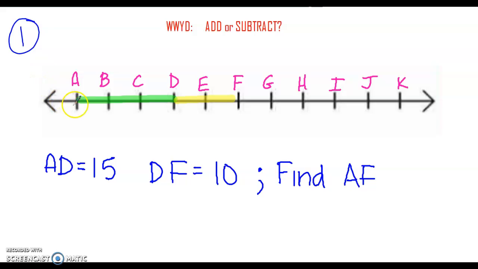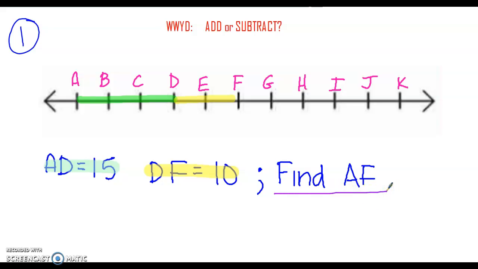So again, this first one was highlighted for you. It said AD is 15. So AD here was 15. That's my green segment up there. And DF is my yellow segment up there. They're right next to each other, so you should have hopefully gotten that answer correct. What would you do? You would add. So we're going to go ahead and find AF.